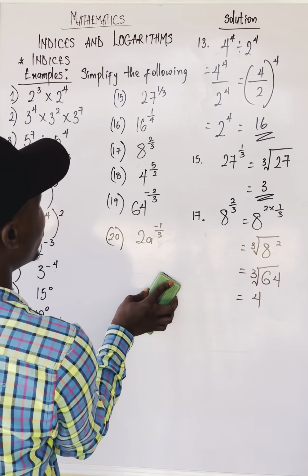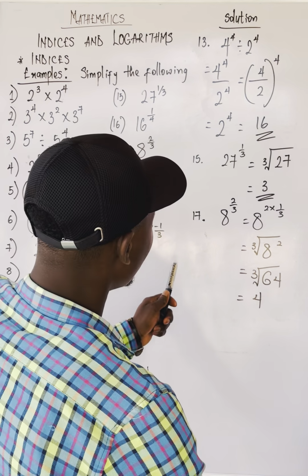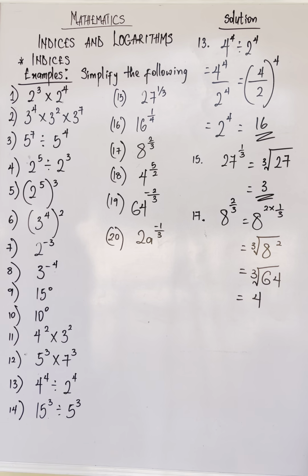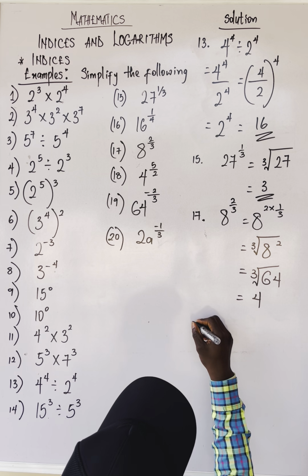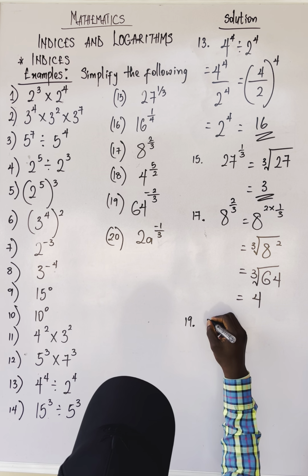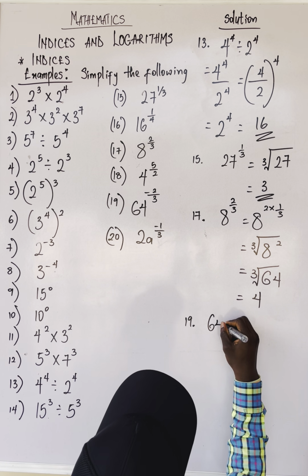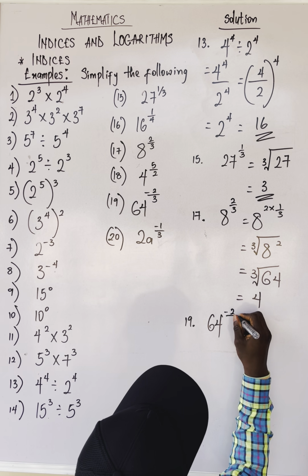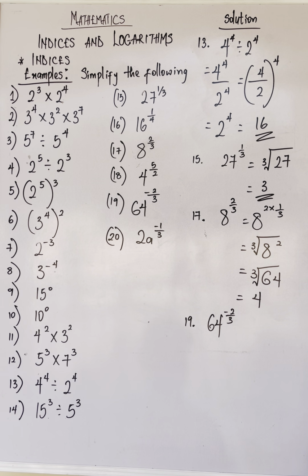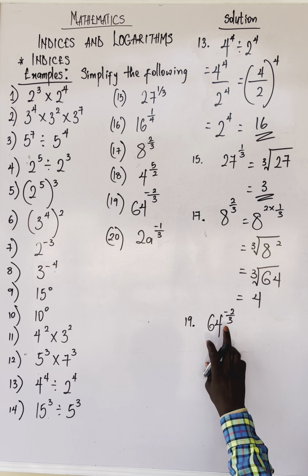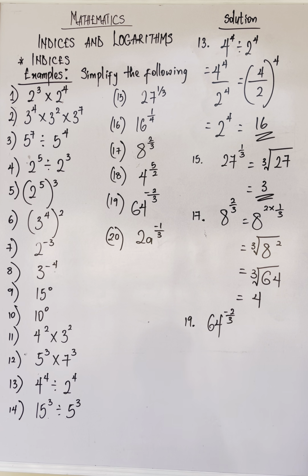Now, try and solve question 18. I've solved 17. Try and solve question 18. So, going to question 19 now. Question 19 says 64 raised to the power of minus 2 over 3, right? Now, look at it very well. I have 64 raised to the power of minus 2 over 3.